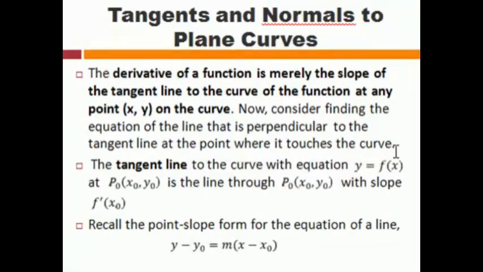Now consider finding the equation of the line that is perpendicular to the tangent line at the point where it touches the curve. The tangent line to the curve with equation y equal f of x at the point P sub 0 with coordinates x sub 0, y sub 0 is the line through P sub 0 with slope f prime of x sub 0. Recall the point slope form for the equation of a line: y minus y sub 0 equal to m multiplied by x minus x sub 0.